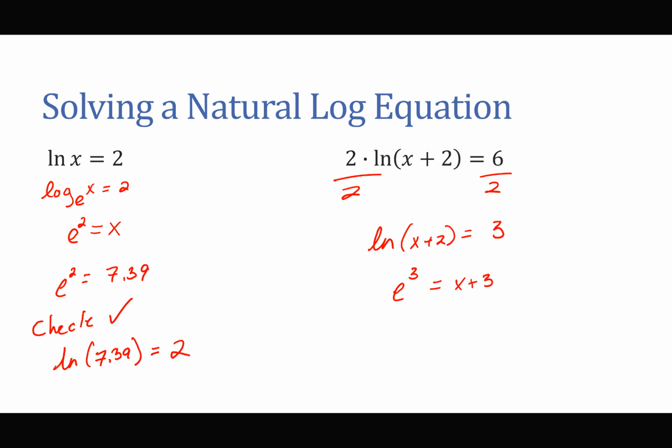I'm doing it wrong. Yeah, there we go. Let's say that didn't look right. So e cubed is equal to x plus 2. So we'd subtract 2 from both sides. So I have e cubed minus 2 equals x.